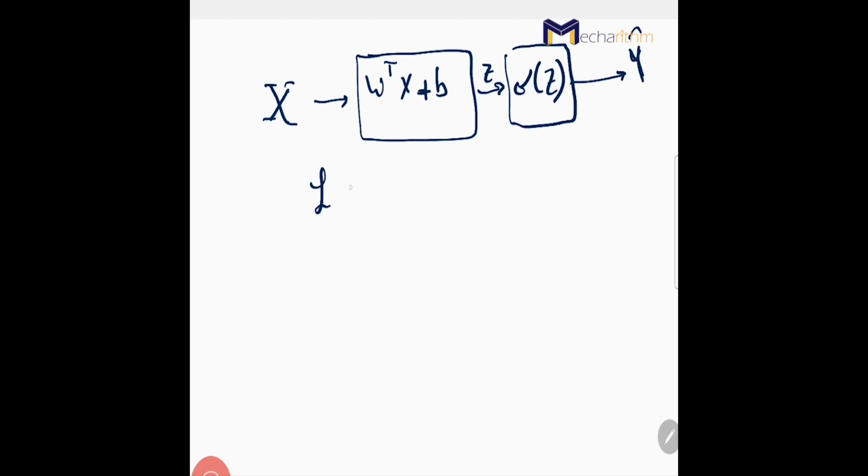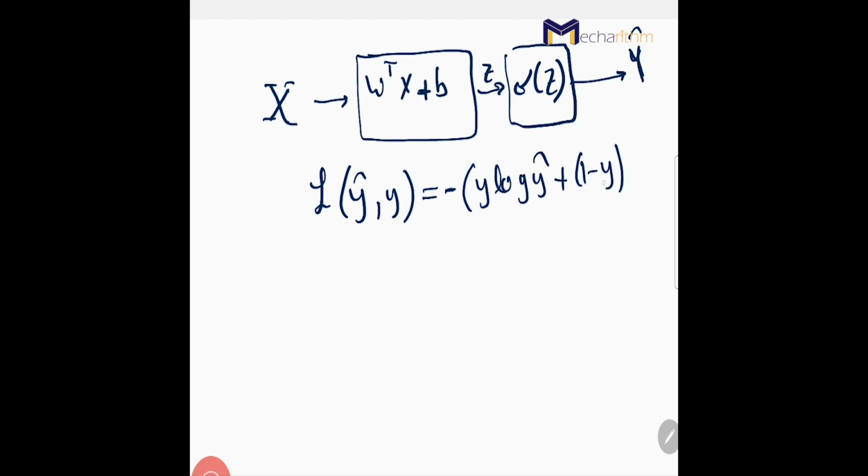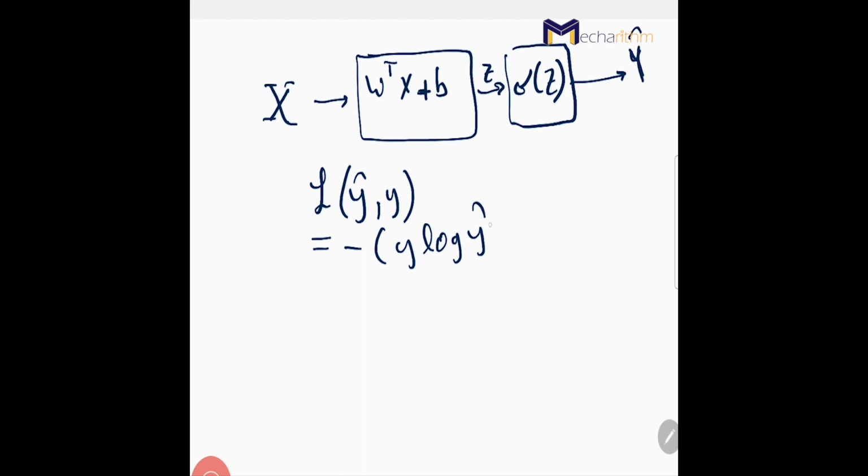So we've got y cap and y as inputs, which is basically our hypothesis and our outputs, and we get something like this: negative y log y cap plus 1 minus y log, I ran out of space, so let's just retype it. So this loss is going to be negative y log y cap plus 1 minus y log 1 minus y cap.